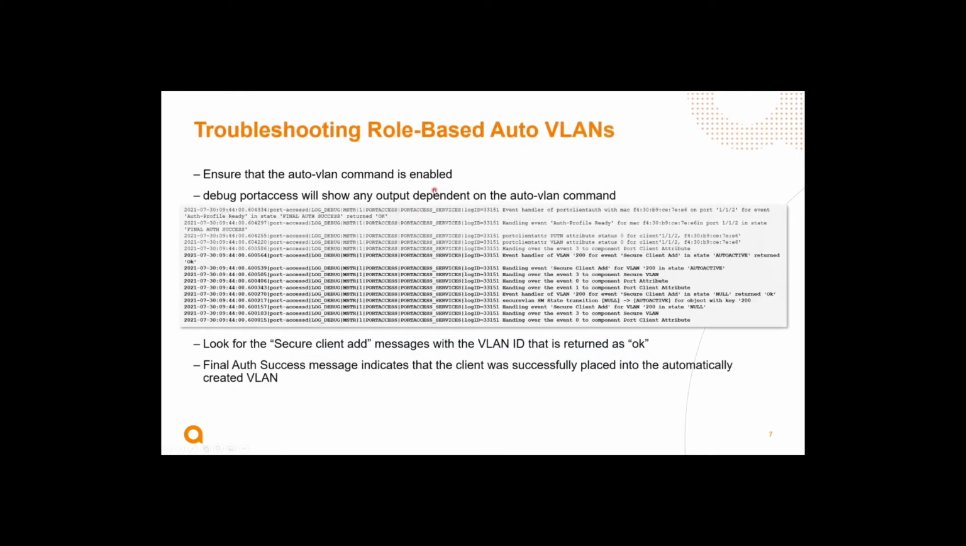For troubleshooting, the first thing you want to do is make sure that command's enabled. If you do a debug port access, that will show any kind of output dependent on the auto VLAN command. So here, when the VLAN's created, you'll see something like this: event handler VLAN 200 for event secure client add. If you're looking for that message, secure client add, it means that the VLAN was automatically created, and then in the background, the debugger output shows that it's auto active and it's been automatically created. You want to make sure that that's returned as okay. Then the final authentication success message indicates that the client was successfully placed into the automatically created VLAN.